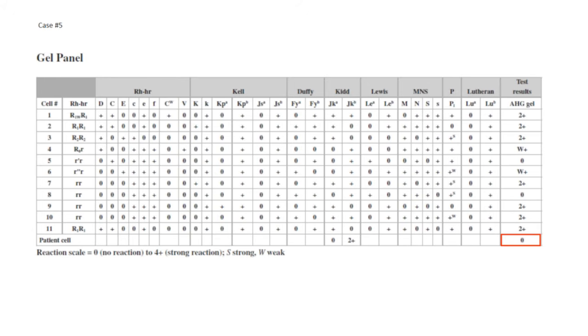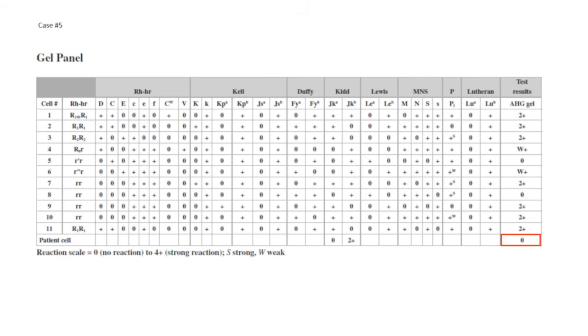Alternatively, sometimes you see differences in reactivity, as we've been talking about, due to a dosage effect. In other words, the heterozygous cells might be reacting weaker with the antibody than homozygous. So we need further testing to differentiate that.